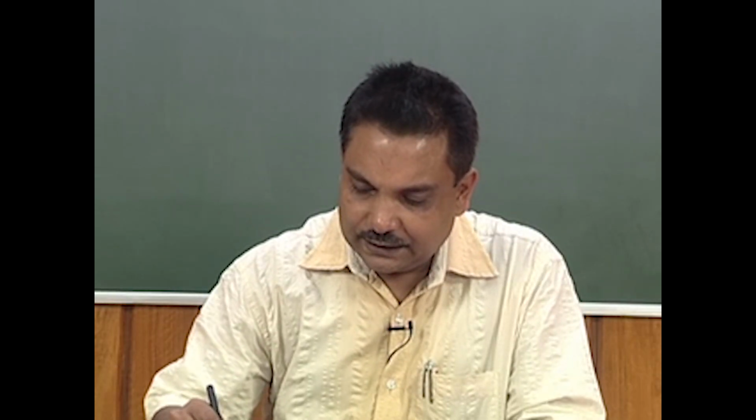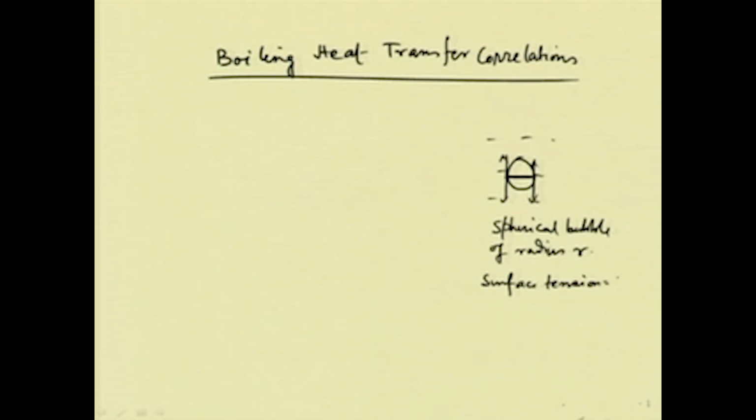So, if we consider a liquid pool and a bubble in it, we will assume a spherical bubble, and there will be surface tension forces. This is a spherical bubble of radius r, and the surface tension is sigma. Okay. So, this is the surface tension force.